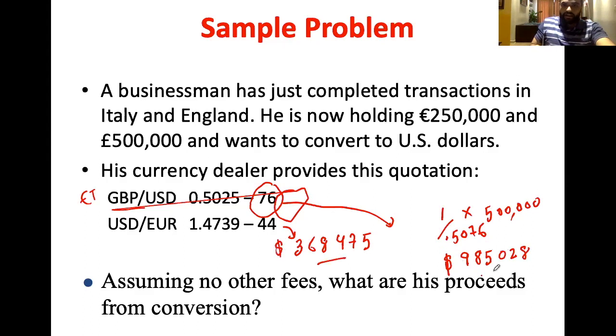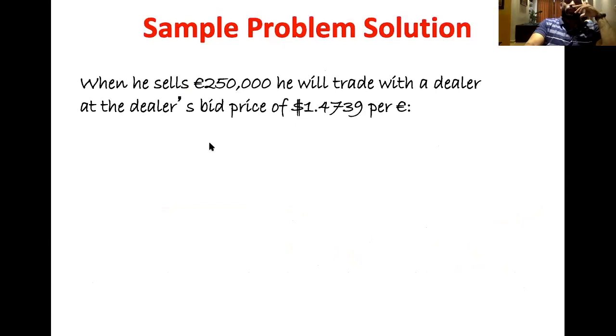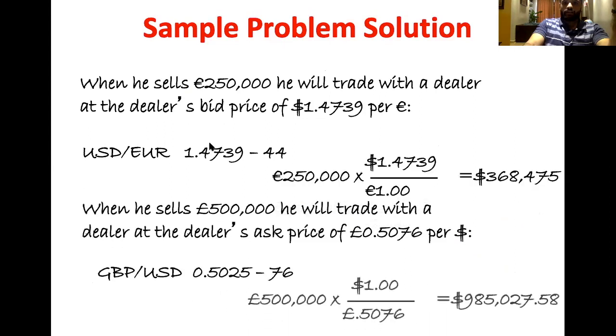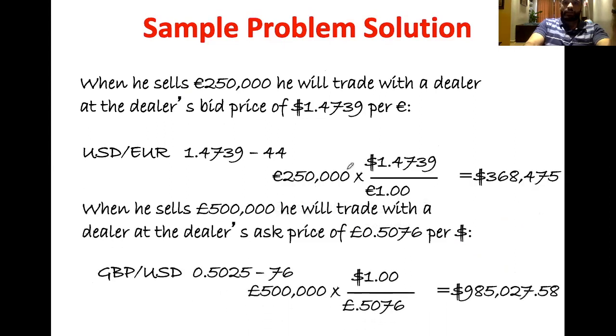So you're going to get these two amounts of money. Let's have a look at the answer in the next slide. You don't have this slide. When he sells 250,000, he will trade with the dealer at the dealer bid price of 1.4739 per euro. So you simply multiply by this. Just ignore this sign to keep it simple. You don't need to worry about it if you don't understand. So this multiplied by this, you got this number.